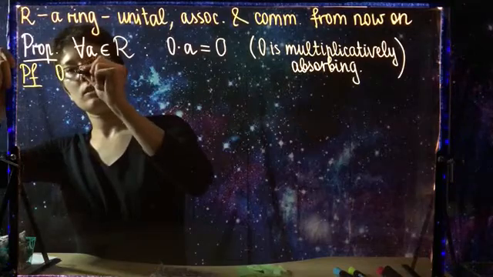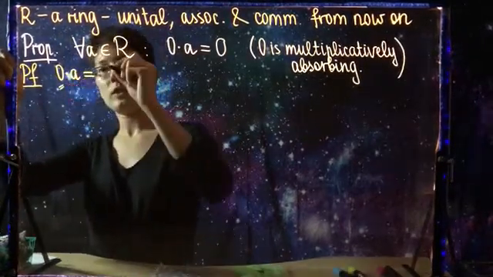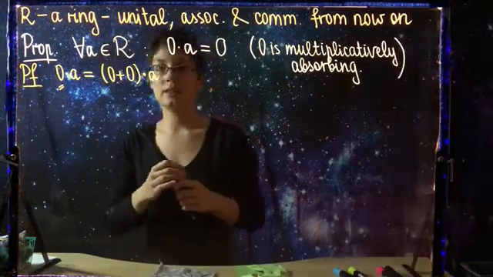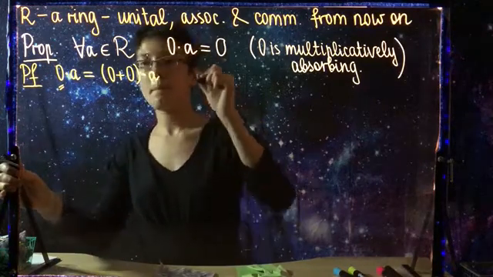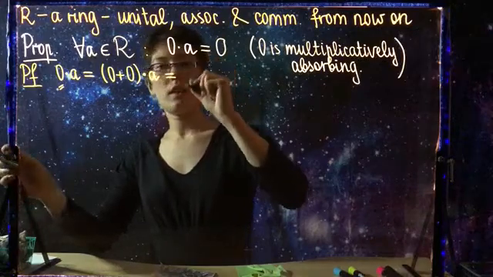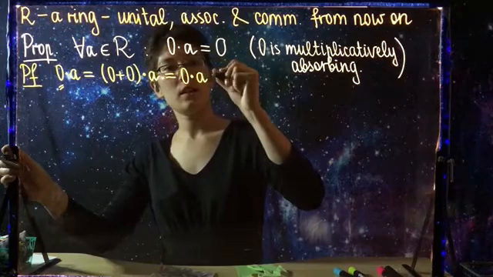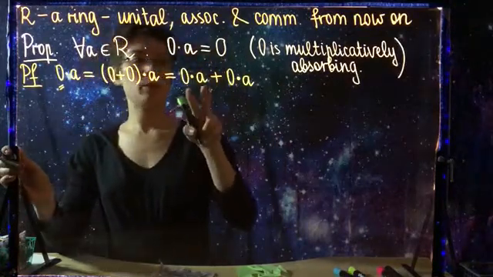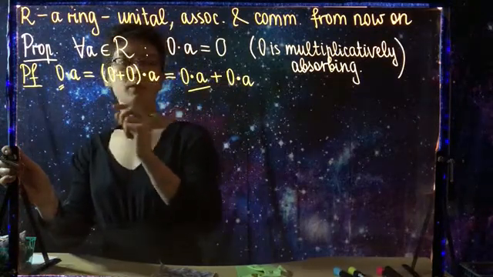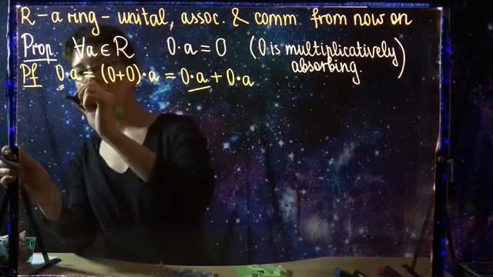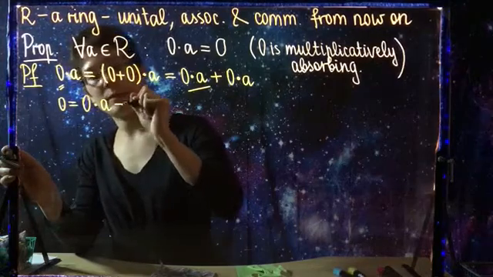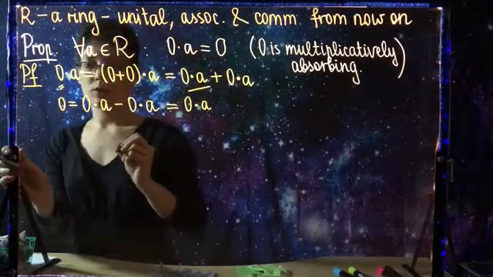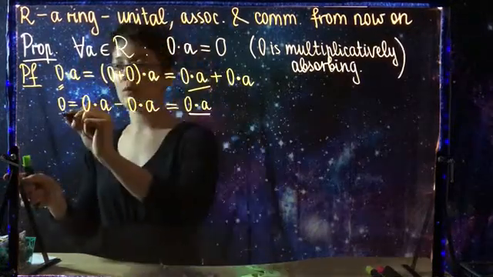Okay, so 0 times A is equal to, we can write 0 as a sum of 0 and 0, because 0 is the additive identity. Then by using distributivity we get that this is equal to 0 times A plus 0 times A. And by moving one of the summands to the left, so we subtract 0 times A from both sides, we get that 0 is 0 times A minus 0 times A. This is equal to 0 times A. So 0 times A is equal to 0.